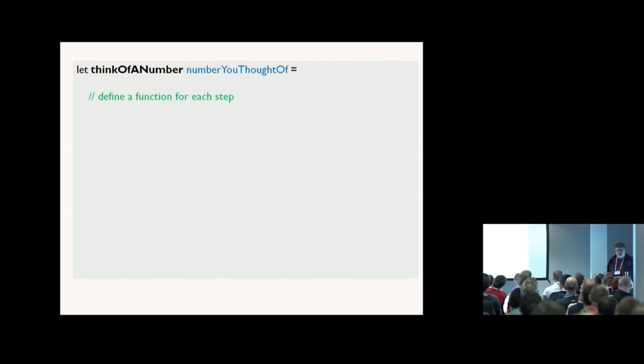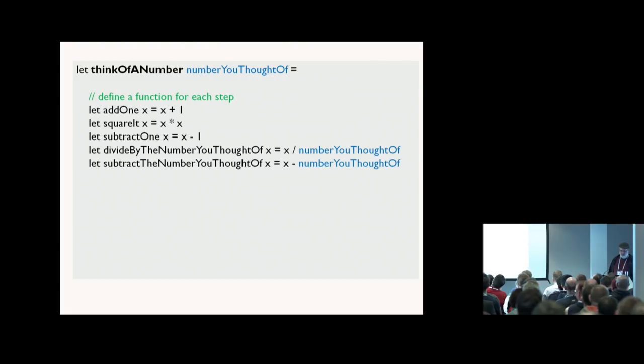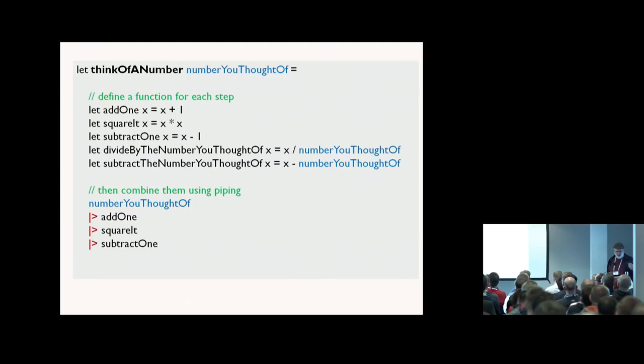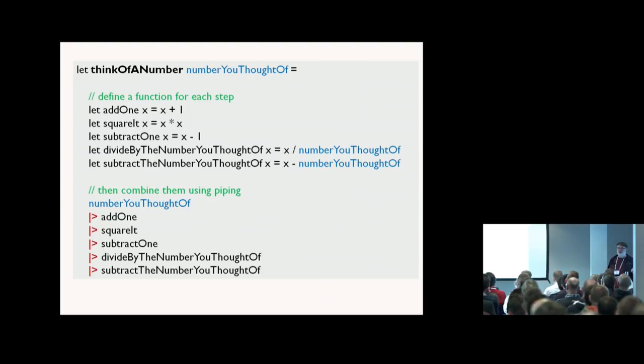So let's look at the code. We're going to define a function for each step. We'll define an add 1 function, a square function, a subtract 1 function, a divide function, and subtract another one. We define all these helper functions, and by the way, don't worry about understanding the syntax too much. I just want to show you that you define all these helper functions, and then you combine them. So we take the number you first thought of, we pipe it into add 1, we pipe it into square, and so on and so forth. So that is the composition principle applied to this particular problem. The code is quite elegant. Notice there's no classes, there's no methods, it's all functions. All right, that's a very simple example. Hopefully this all makes sense.